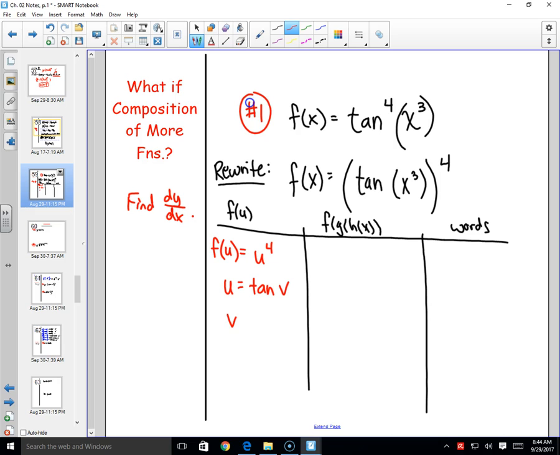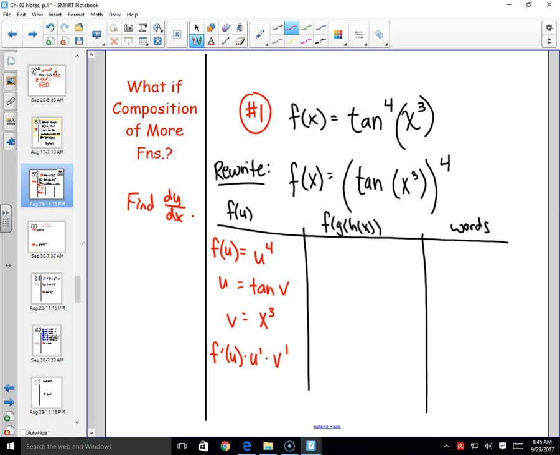And then what's my v? I'm just using the alphabet. Q, V, W. You could have a W too if you had an F of G of H of J, which we probably won't. Now, the rule says take F prime. It's going to be F prime of u times u prime times v prime. I have to do all of them.